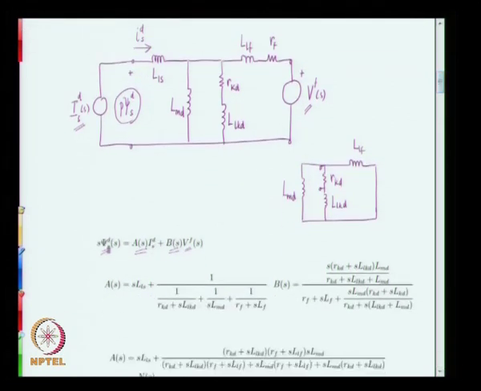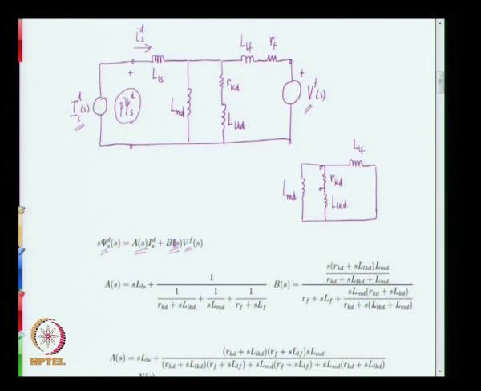So the output variable of interest, in the Laplace domain, becomes S times psi d of S. S times psi d of S is obtained by two inputs, and therefore the relation between the output variable and the two input variables can be obtained by superposition. For the first case we consider Vf to be 0, that means it is a short circuit, and therefore you relate P times psi d to Id of S, and for the second portion the input is Vf and therefore Id is made 0, that means open circuit.